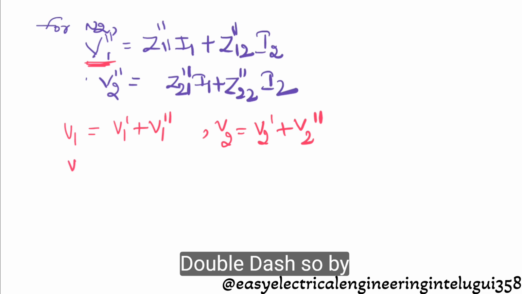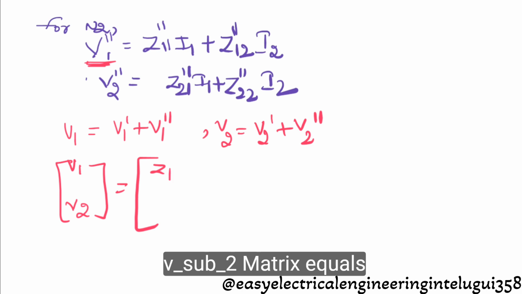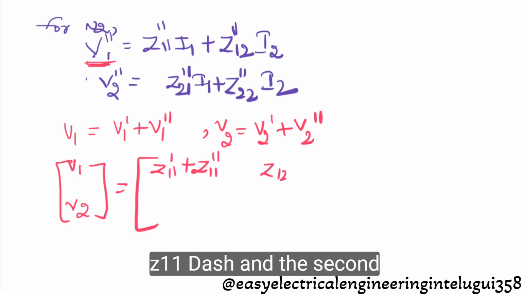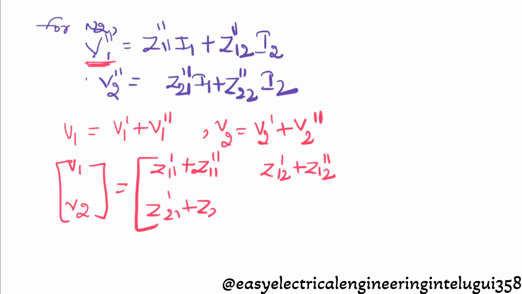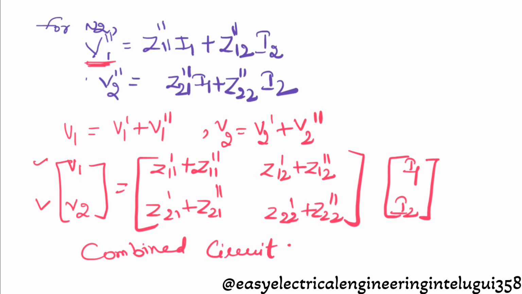By substituting them, we can conclude that the V1, V2 matrix equals: first element Z11 dash plus Z11 double dash, second element Z12 dash plus Z12 double dash, third element Z21 dash plus Z21 double dash, and fourth element Z22 dash plus Z22 double dash, multiplied by I1, I2. So this is the overall Z parameter matrix for the combined circuit, that is, when two two-port networks are connected in series.